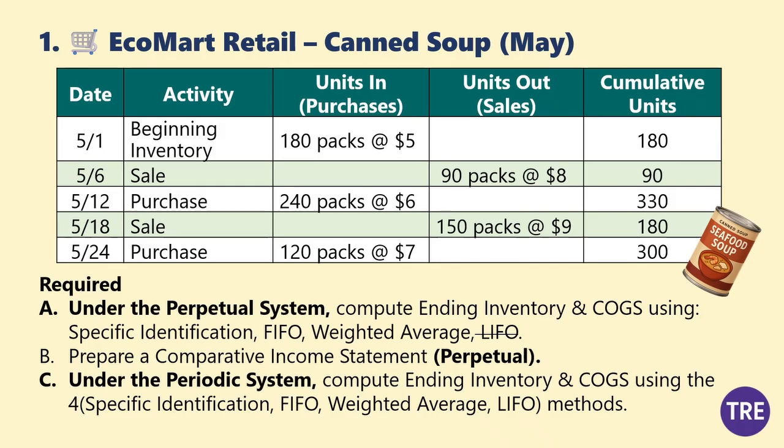Then, we'll prepare a comparative income statement to see how each method affects profit. Finally, under the periodic system, we'll repeat the same process, but this time include LIFO, and compare all four side by side. By the end, you'll see that the method a company chooses doesn't change the physical goods, but it can definitely change the profit, the taxes, and the story the numbers tell.